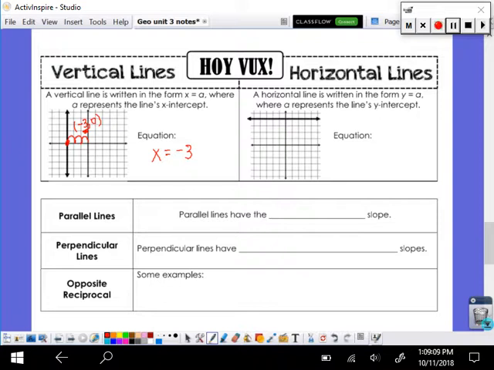For your horizontal lines, your horizontal line is written in the form of y equals a, where a represents the line's y-intercept. So again, find that intersection point, 0, 1, 2, 3, 4. So our equation here would be y equals 4. Okay. Steady moving along.